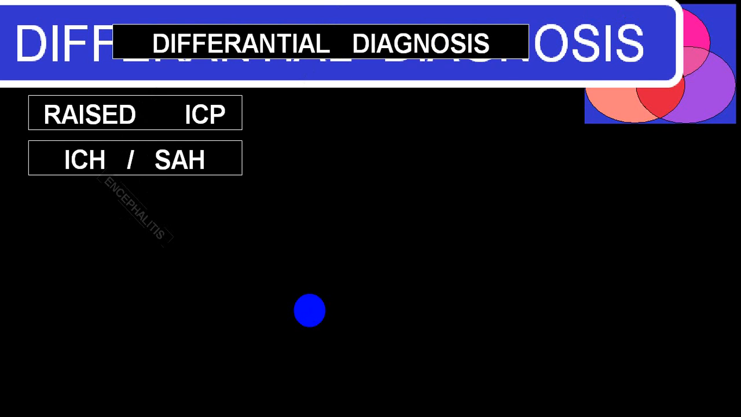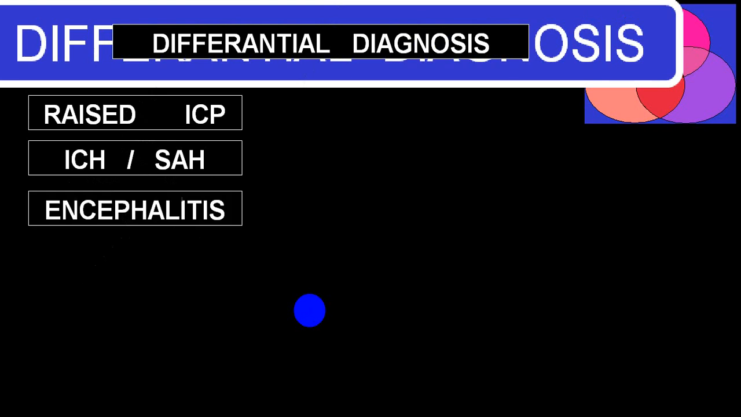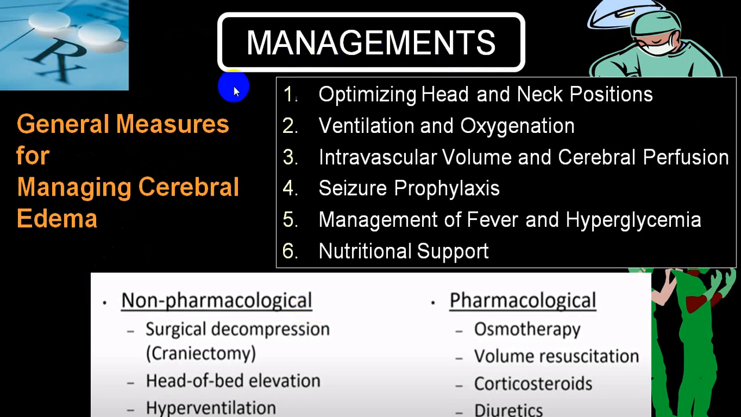For differential diagnosis, you will mainly have to differentiate other causes which give rise to raised intracranial pressure. But almost in all these conditions, you will have cerebral edema. Management is mainly directed at what happens because of cerebral edema, which gives rise to raised intracranial pressure and herniation. For that, optimize the head and neck position, ventilation and oxygenation, and improve intravascular volume and cerebral perfusion. If the person is having seizures, give prophylaxis for seizure, and manage fever and hyperglycemia, because diabetic ketoacidosis is one of the very common causes of cerebral edema.